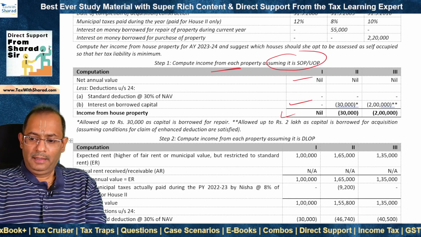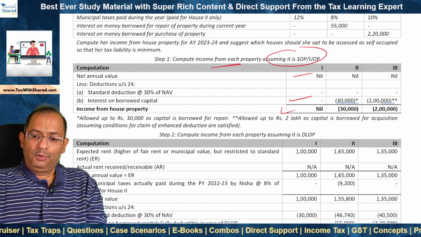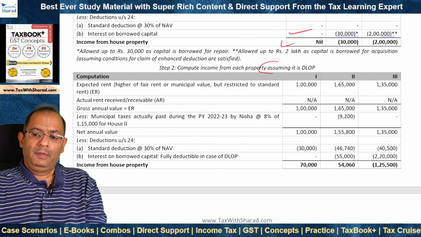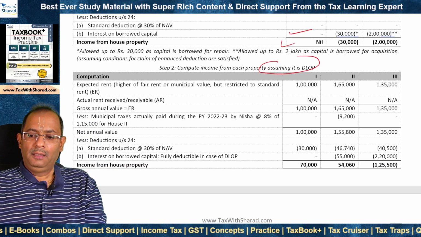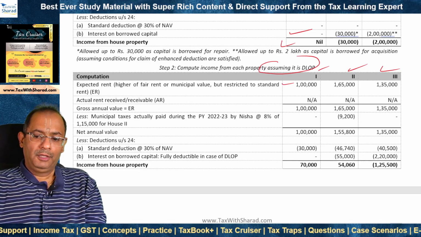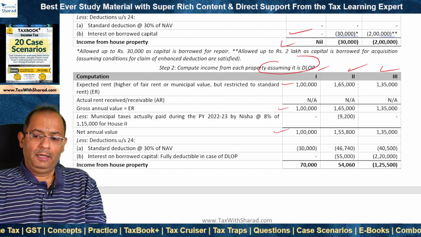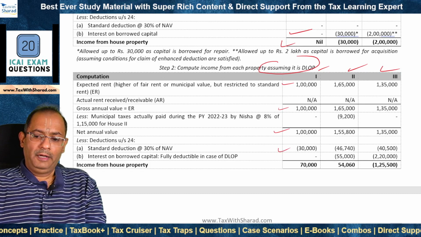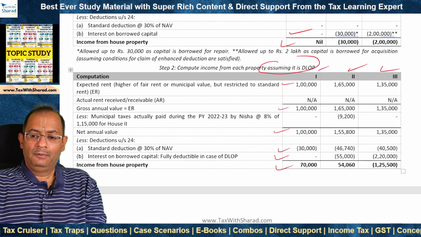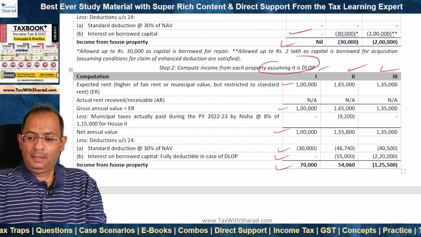In step 2, we do a similar exercise, assuming that these properties 1, 2 and 3 are DLOP in nature, and accordingly we make the regular computations. We compute the gross annual value, NAV, and then we provide for standard deduction and deduction on account of interest. And this is the income from each property, right?